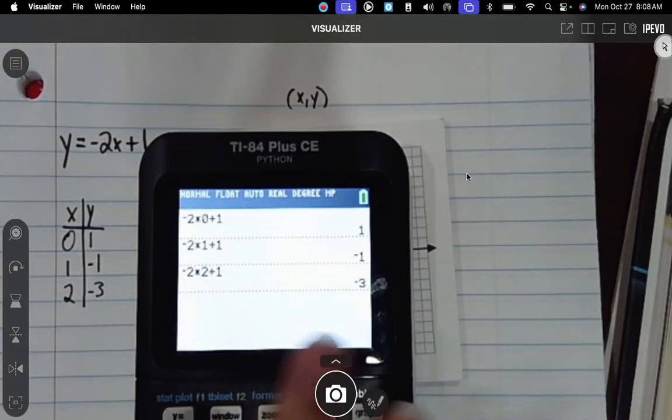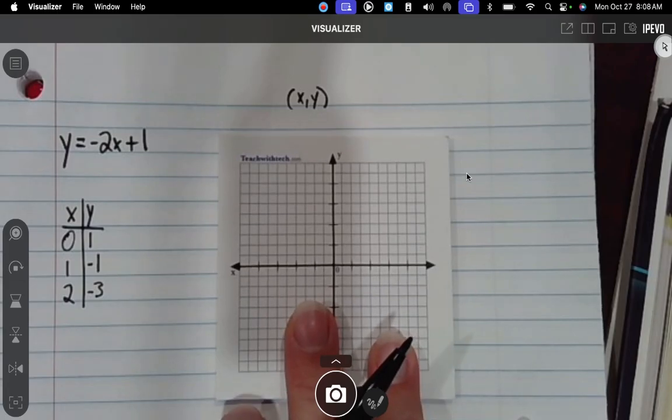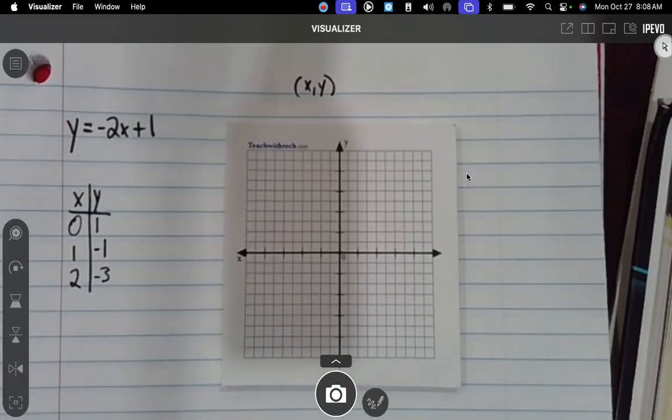Now what do I do with all these ordered pairs? I plot them on my graph. Is everybody okay with that? And then this is going to be my equation. This is a linear equation, so it's going to make a straight line. So if I plot these points, I would go over 0 and up 1. What's my next one? Over 1 and down 1. What's my next one? Over 2 and down 3. That goes back to middle school math. Graphing dots, okay, points on a graph. Okay, and then we would draw our straight line as best as you can. A ruler makes it better.